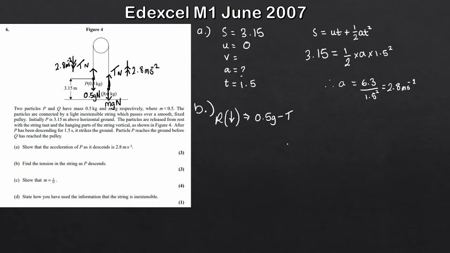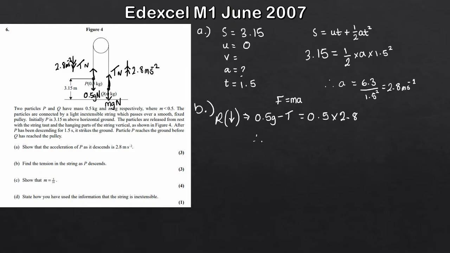So 0.5g minus T. That's the force. So now it's equal to mass times acceleration. So we're using F equals ma. So the mass is 0.5, and we times it by the acceleration, 2.8 here. Okay. So all I need to do now is solve for T.